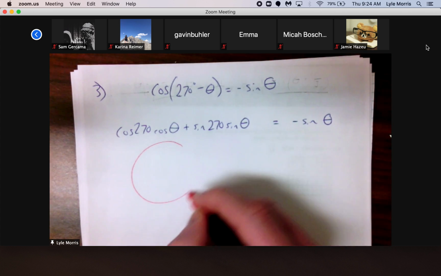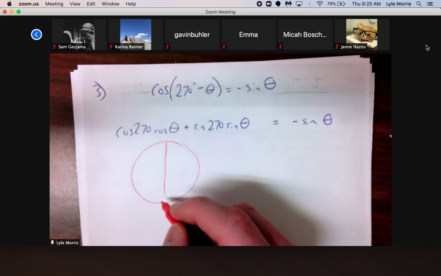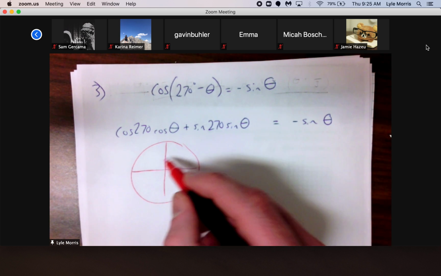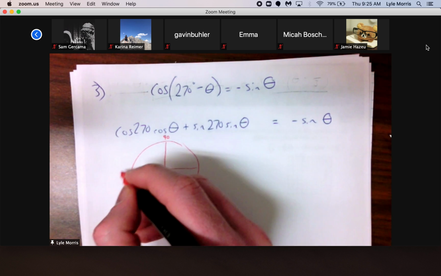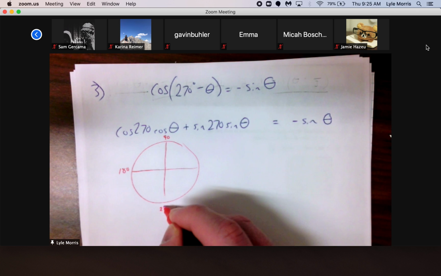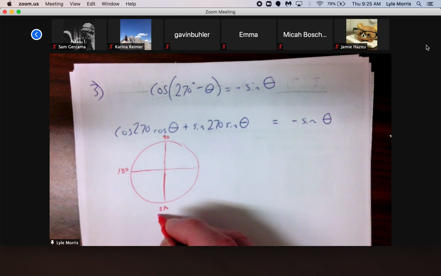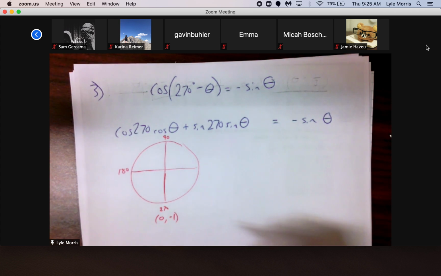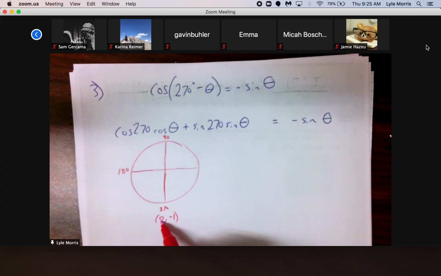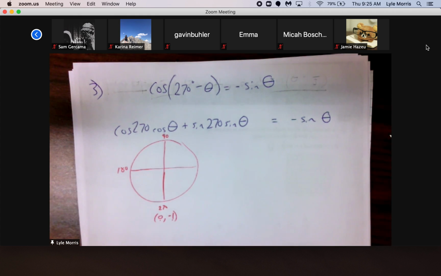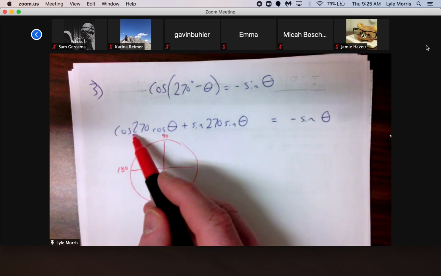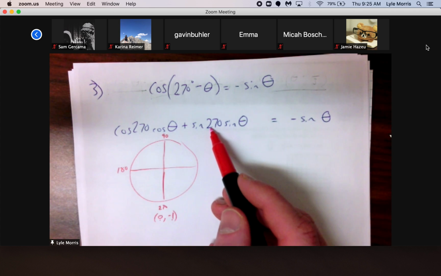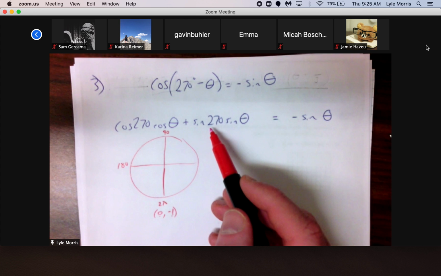And oh, that was beautiful. And I'll show you my thoughts here. This is 90, this is 180, this is 270 degrees. So right here, cos is 0 and y is negative 1. Cos of 270 is 0. Sine of 270 is negative 1. So for cos of 270, we're going to put in 0. For sine of 270, we're putting in negative 1. It's that straightforward.